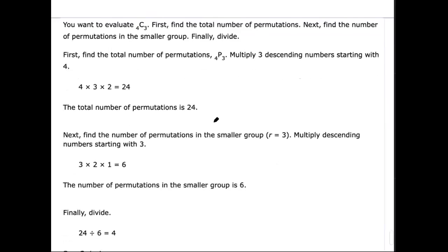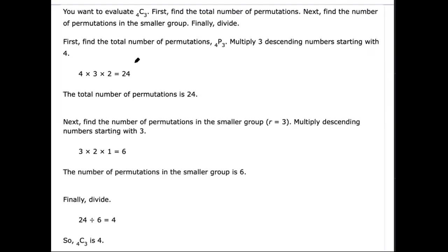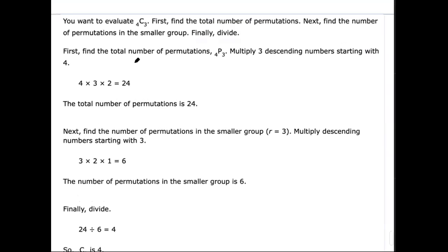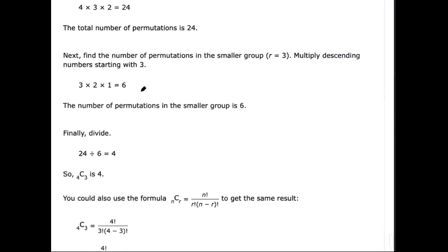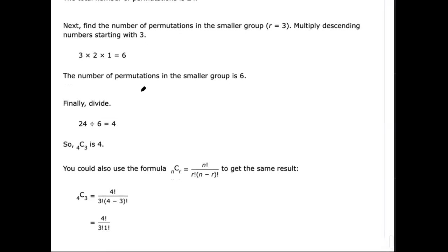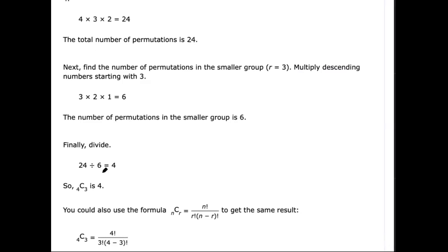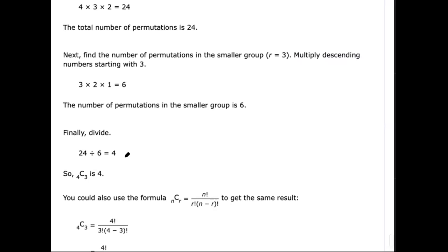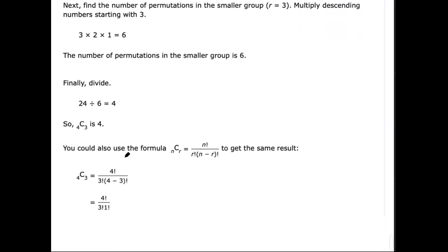All right. So the total number of permutations for 4P3: multiply 3 descending numbers starting with 4. Okay, so I'm going 4, 3, 2, and then 1 would just be 1. So it'll be 24 on this one. All right, the number of permutations of 3 objects is 3, and then you're going to go down from 3. So 3 times 2 times 1 is going to be 6. Okay, so you have 24 and you have 6. You're going to divide those 2 together, and that should give you 4. It's going to be your answer on that one.